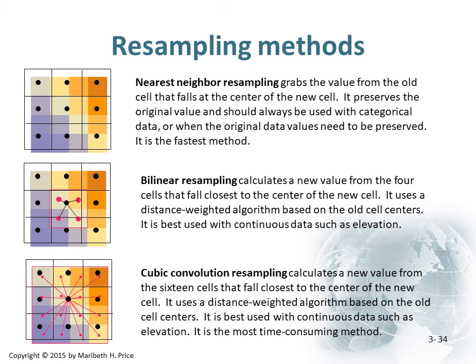What does all this mean? Nearest neighbor preserves the most amount of information from the original data set. Bilinear, because it looks at four cells instead of just one, kind of gives you a little bit of a smoothing or a blurring of your data, and it's a little bit slower than nearest neighbor. Cubic convolution is the slowest, most time consuming, and it also is the one that blurs or smooths out your data the most.